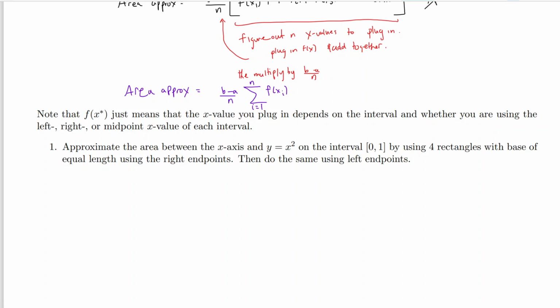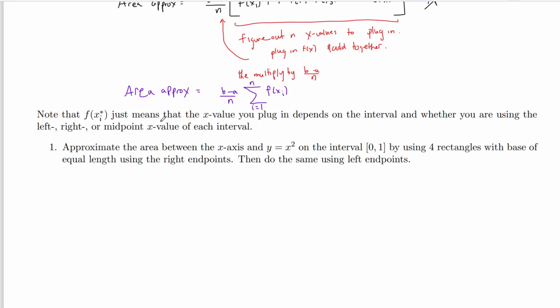Welcome back, everyone. In this video, we will be continuing the section on areas and distances. Now, I just realized at the end of the last video, there's one quick thing that I wanted to mention, and I'm going to mention it now. You may have read on in the notes and seen f of x star, which is supposed to be an i as well.